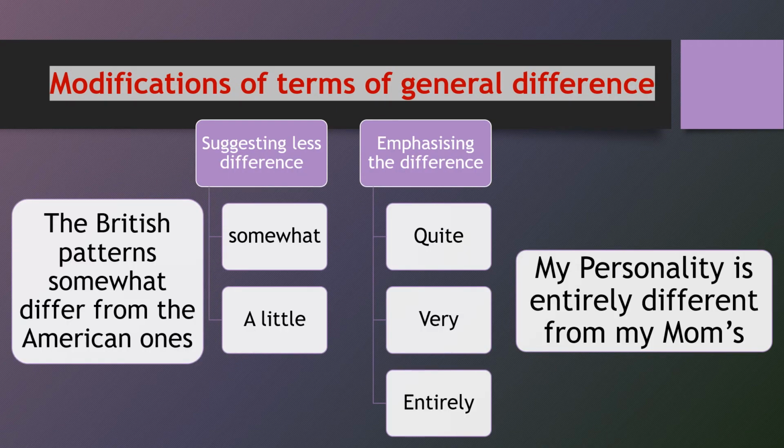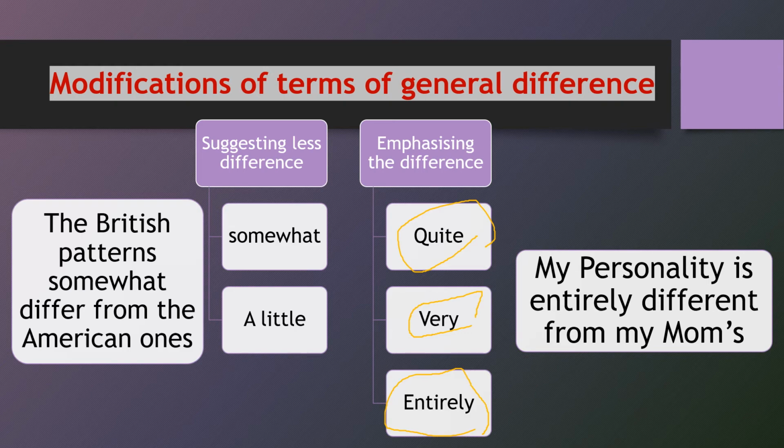Like the similarity, we've got modifiers that either emphasize the difference or suggest less difference. If you want to show that the two things that you are comparing are totally different or entirely different, you would use the word quite, or very, or entirely. You can also use the word totally that I've just mentioned.